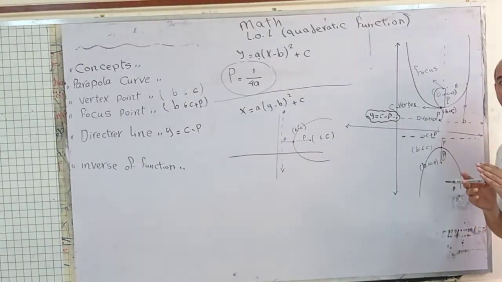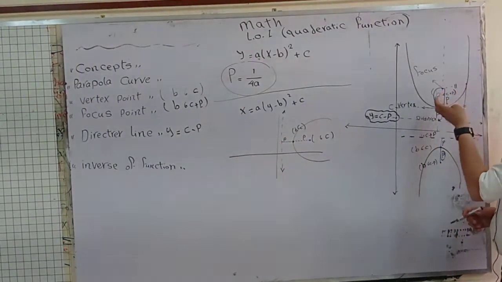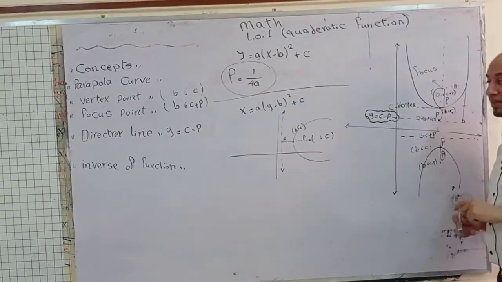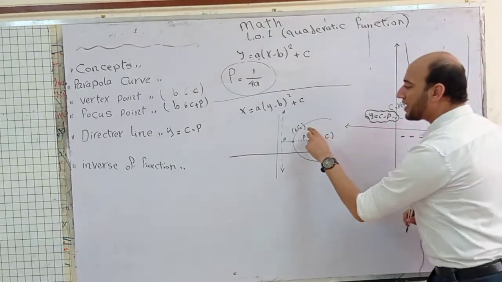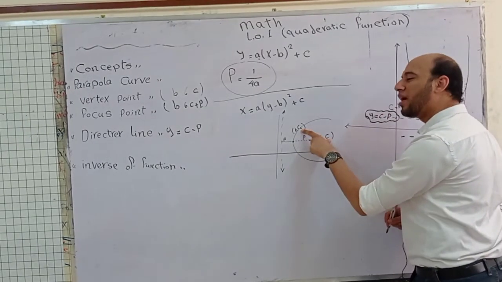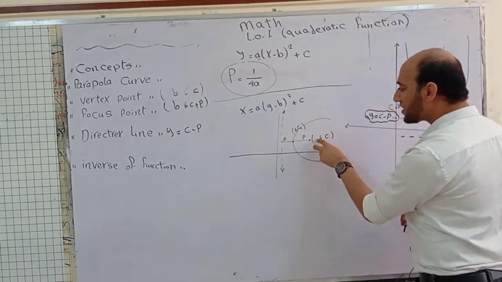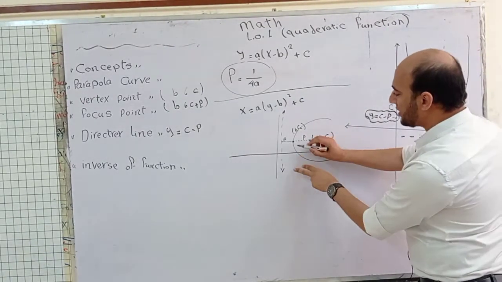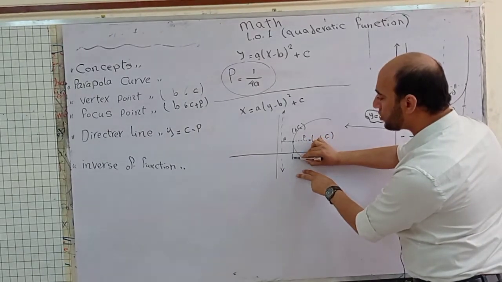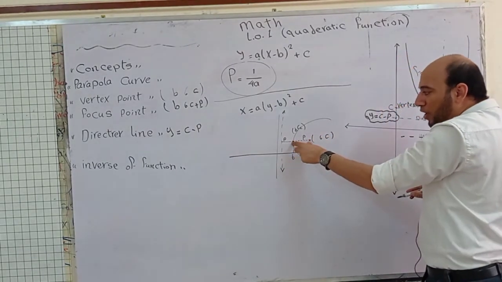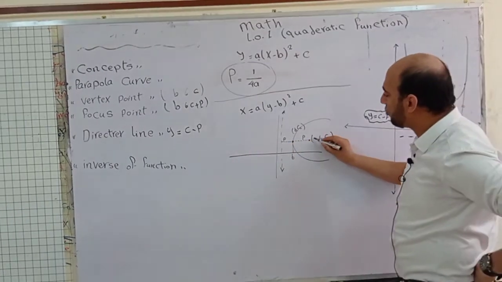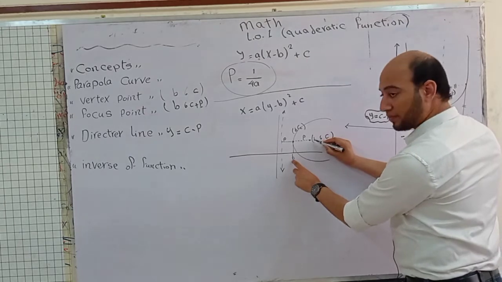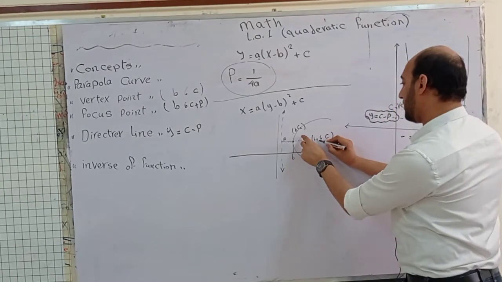Notice the difference between the function and the inverse of function. Here, the focus has the same x coordinate as the vertex. Here, the focus has the same y coordinate as the vertex. The x coordinate will be changed. The x coordinate here was b, but now we will add this distance to b. Then the x coordinate will be b plus p.